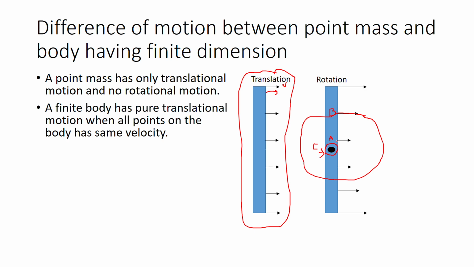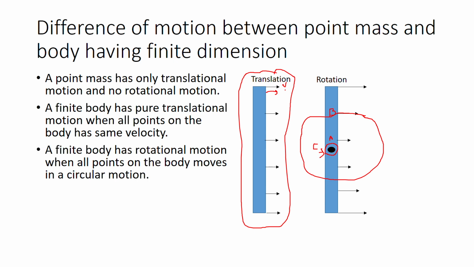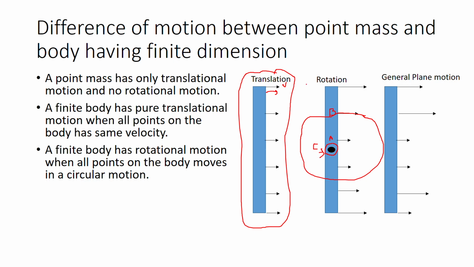My objective is to say that in case of a finite body, the velocity in case of pure translation at each point would be the same. However, in case of rotation or in case of general plane motion, the velocity of each point will be different. In case of pure rotation, each point will be in circular motion, and in case of general plane motion, points will have different velocities at different points. In fact, they do not vary linearly, or they don't show any pattern. They have different velocities, and that can be determined.